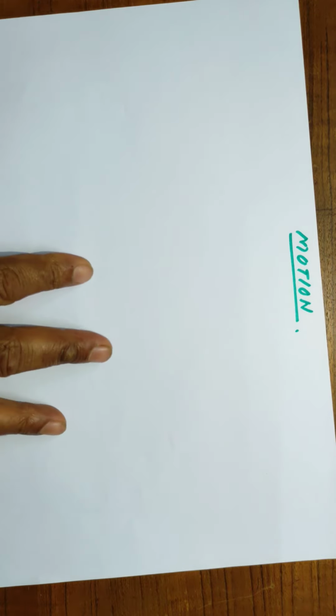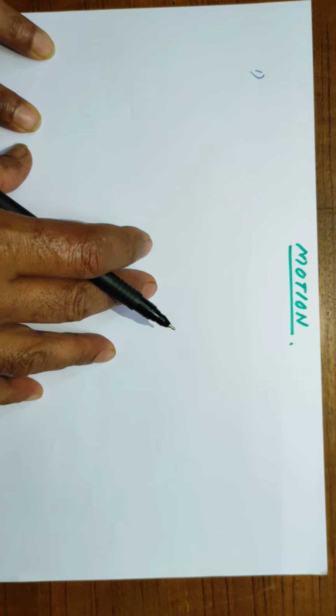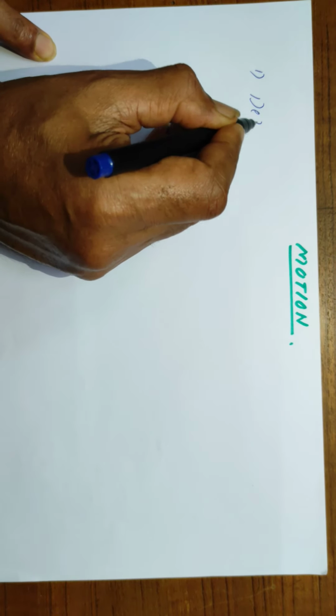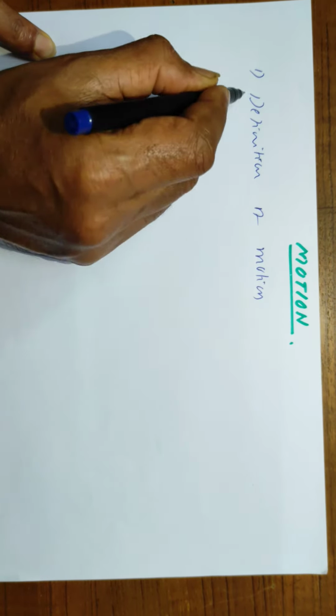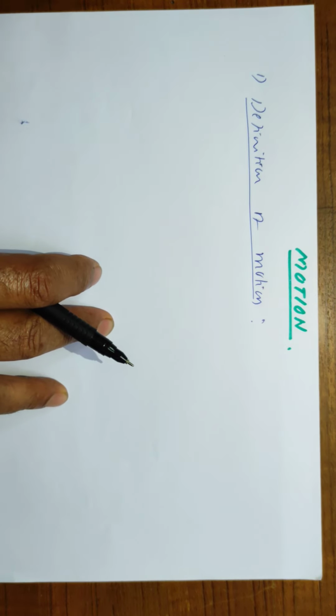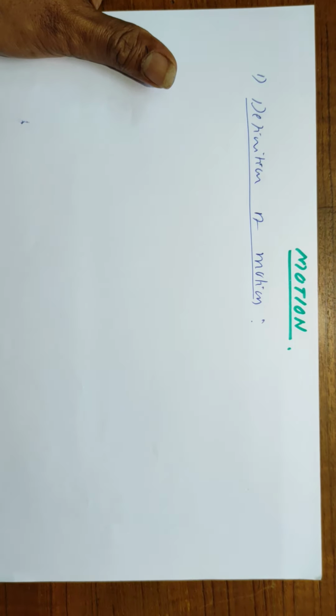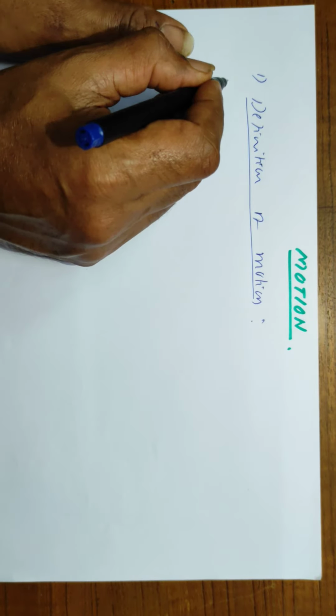Let us recall the things we had learned in the previous class. 3 points are very important. The first one is the definition of motion. It is the change of position of a body with time with respect to a fixed reference point, and that reference point is called origin.